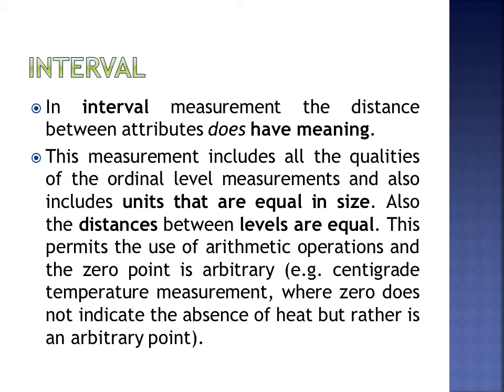This measurement includes all the qualities of the ordinal level of measurement and also includes units that are equal in size. Also, the distances between levels are equal. This permits the use of arithmetic operations, and the 0 point is arbitrary. For example, centigrade temperature measurement, where 0 does not indicate the absence of heat, but rather an arbitrary point. One best example of an interval scale would be temperature. The temperature would have 0, then 1 and so on to 100, and then 0 to negative, and then to 100.